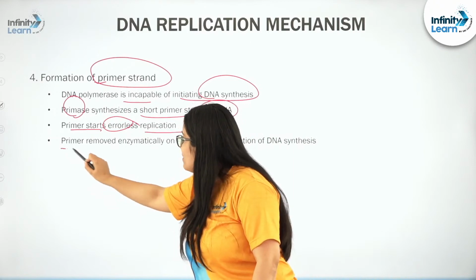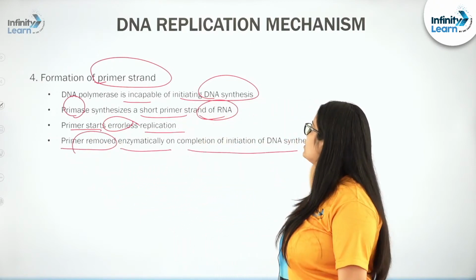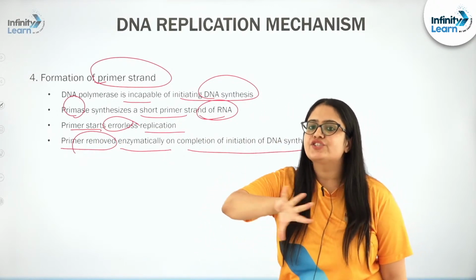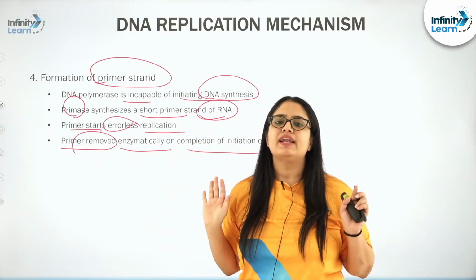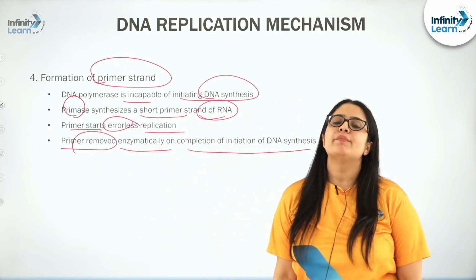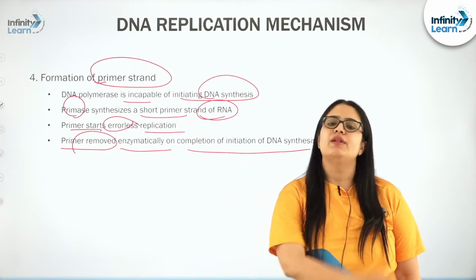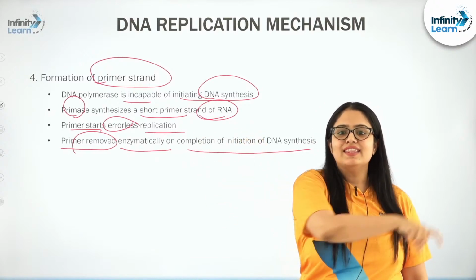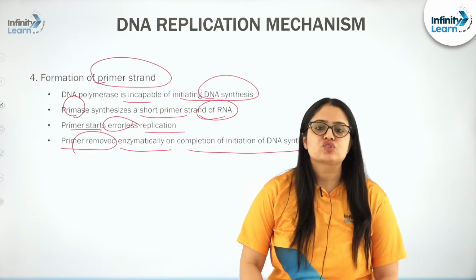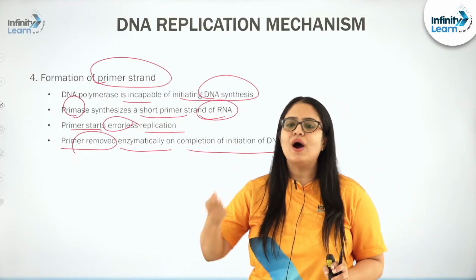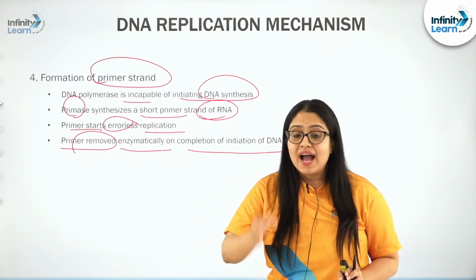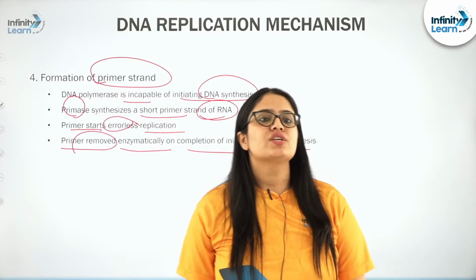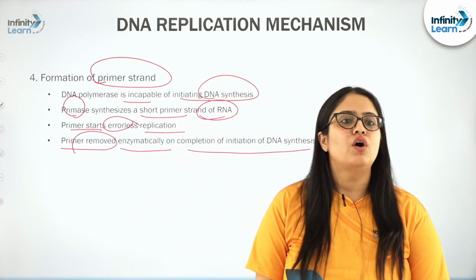Next, primer will be removed enzymatically on completion of initiation of DNA replication. So, once the initiation of DNA replication is perfectly completed, there won't be any requirement of this primer and it will be removed, because primers are RNA and RNA is not required in the DNA molecule, right. So, I hope everybody is clear why primer is required and what a primer is. I really hope this much is clear to all of you.